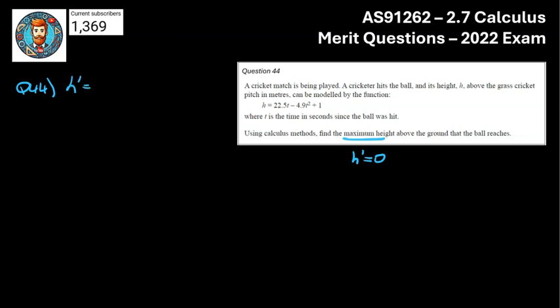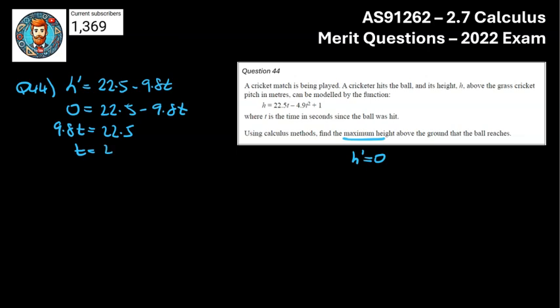So h dash is going to be equal to 22.5, the t goes away, minus 9.8t, and then the 1 goes away as well. Now I'm going to set that to 0. So 0 is equal to 22.5 minus 9.8t. I can now solve for t. So 9.8t is equal to 22.5, t is equal to 22.5 over 9.8. That means t is equal to 2.296. Don't forget that's seconds, and that was rounded to 3 dp.